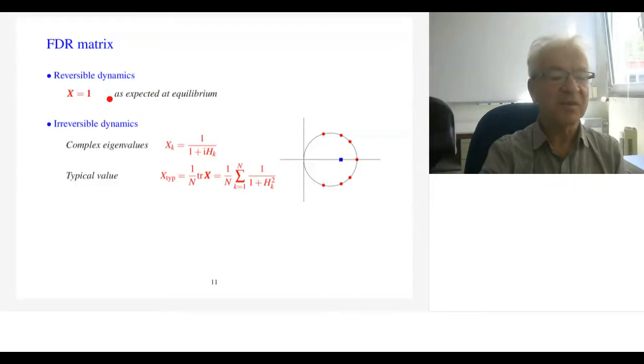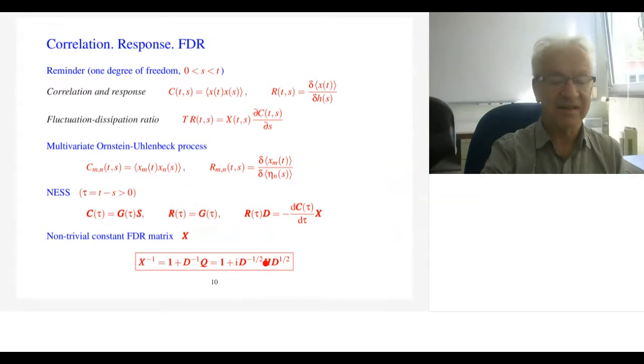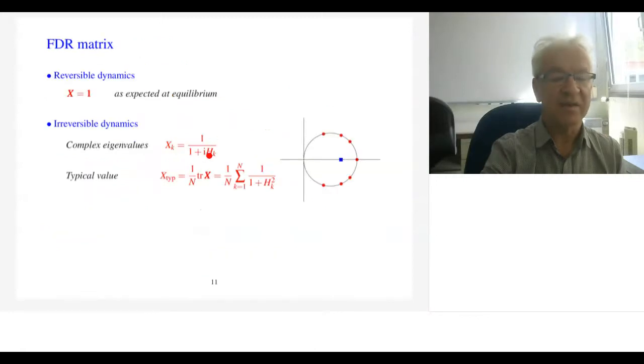Okay, so that's just what I say here. If the dynamics is reversible, then X is 1, which is expected at equilibrium. If the dynamics is irreversible, then X is not 1. It has complex eigenvalues, which are, because of this relation here, related to the spectrum of H. The eigenvalues are 1 over 1 plus i times h_k, where the h_k are the dimensionless eigenvalues of the matrix H. So here is a plot of what happens. This is the X plane. X equal to 1 over 1 plus i times something real is the equation of a circle with diameter from 0 to 1.